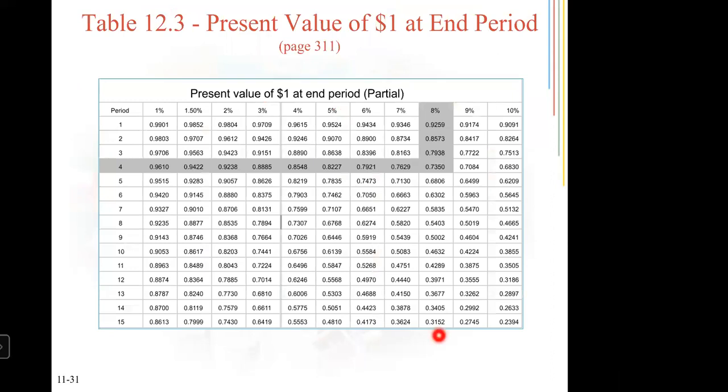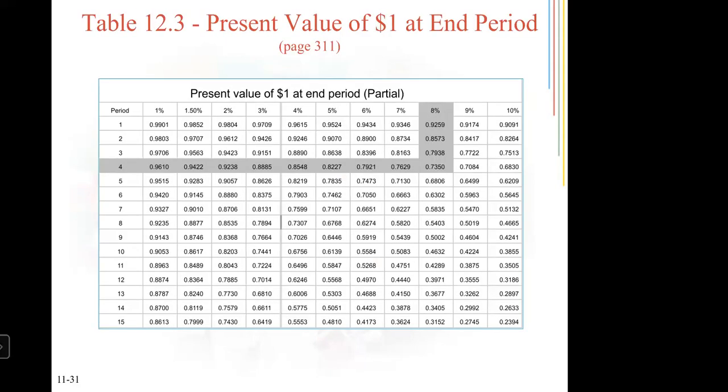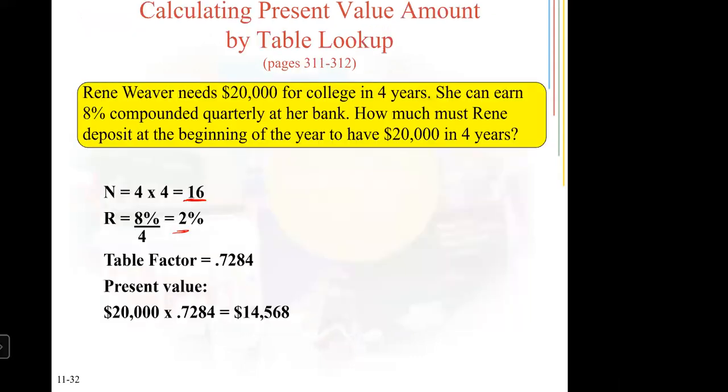So that would be 16, oh, this table doesn't have 16 periods, 2%. But okay, this one stops at, let me see, in your book, page 311. Okay, the book has it. This one I have is a shortened version of it. But if you look in your book, 16 periods at 2% is 0.7284, which is what they have here.